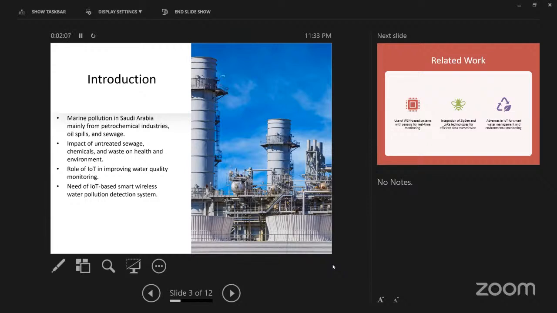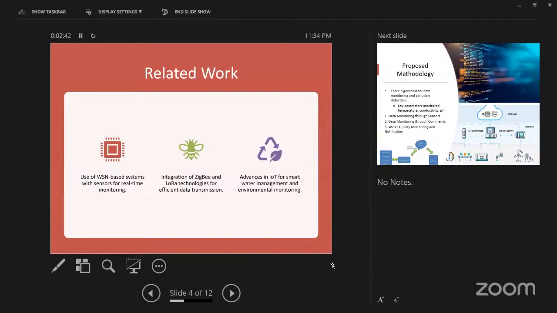So from the latest technological developments, Internet of Things is playing a huge role in improving water quality monitoring, as well as to do some other tasks to improve the quality and to manage such circumstances. So there is a need for IoT-based smart wireless water pollution detection systems overall. So this is the motivation for which we have worked on this area.